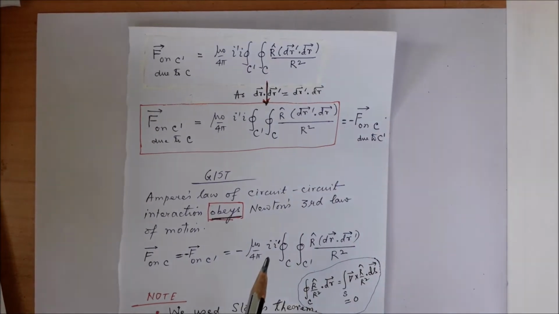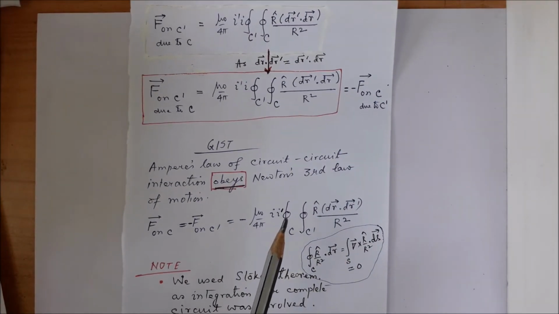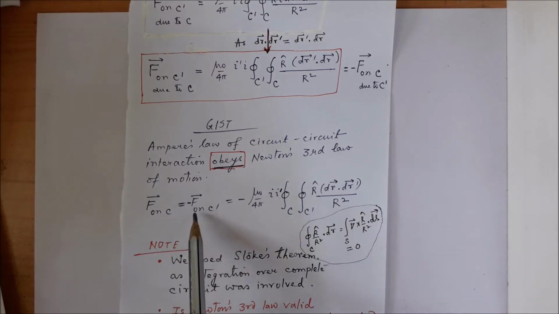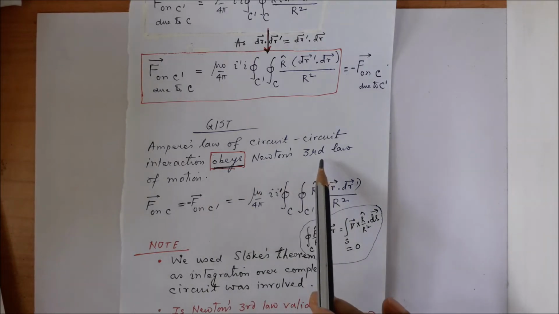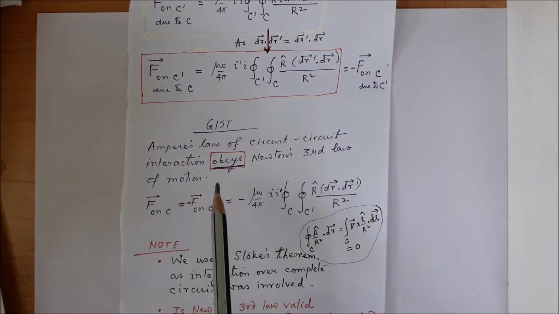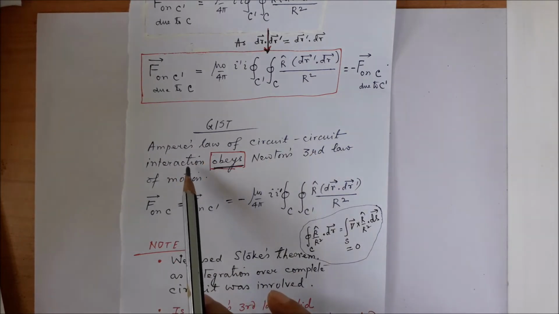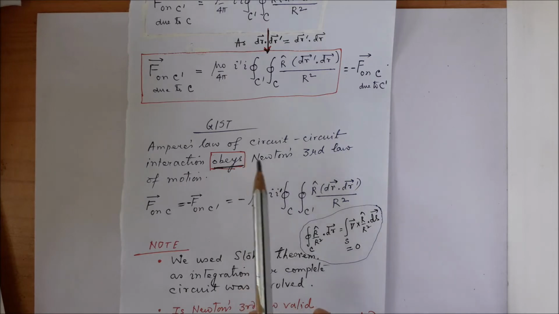So let us make a gist of what we got. So what we got is that the two forces are equal and opposite. The force on C due to C prime and the force on C prime due to C are equal and opposite, having this expression. This means Newton's third law of motion is consistent with Ampere's law of circuit-circuit interaction, or Ampere's law of force.